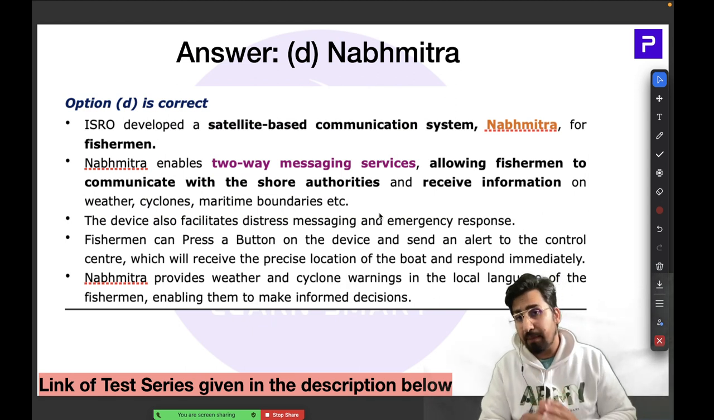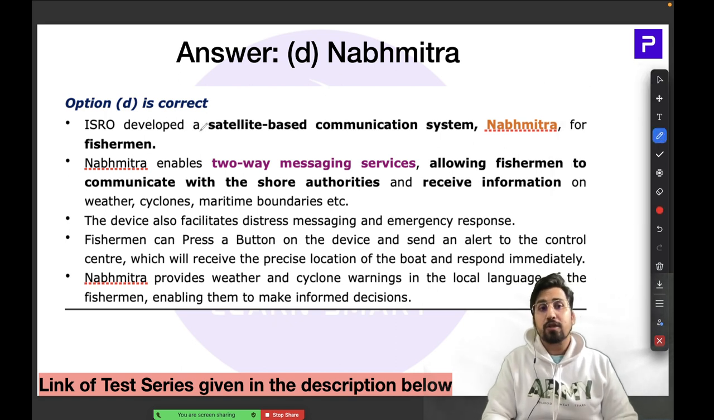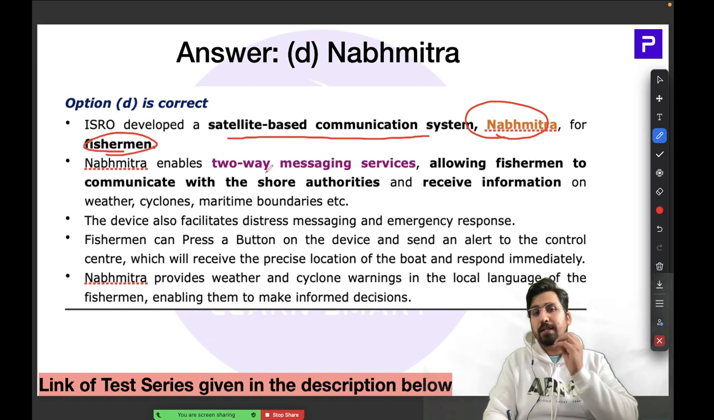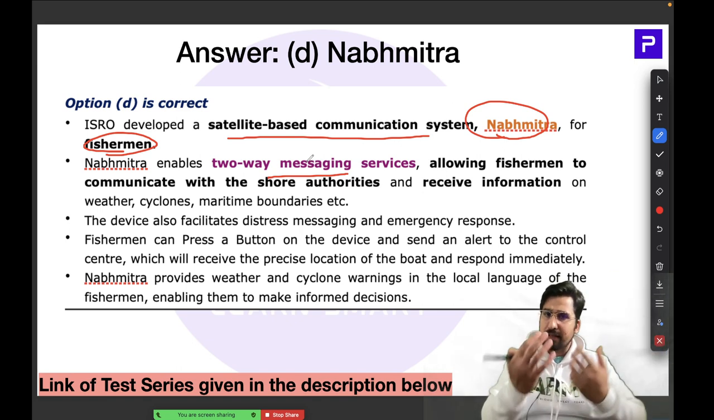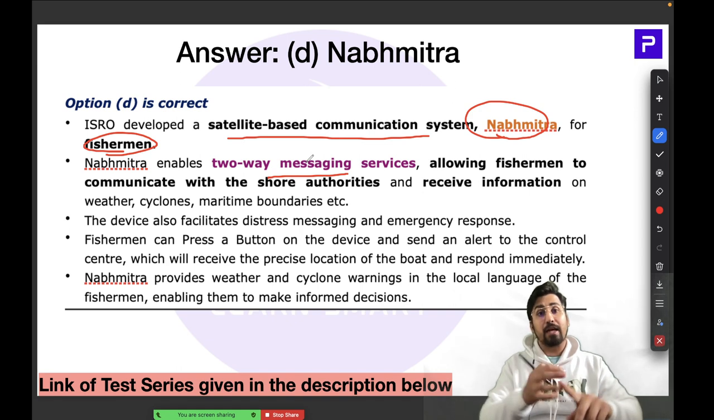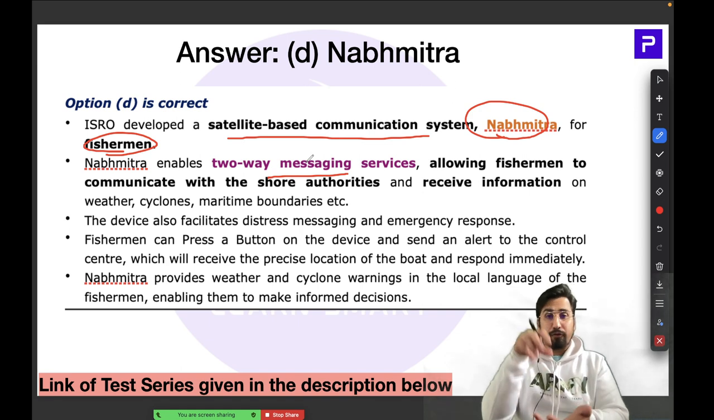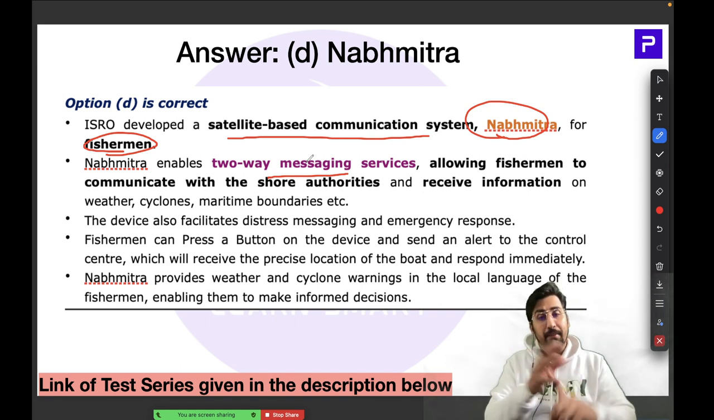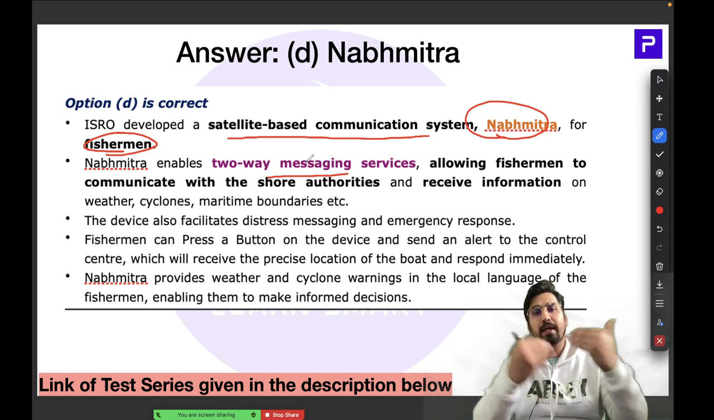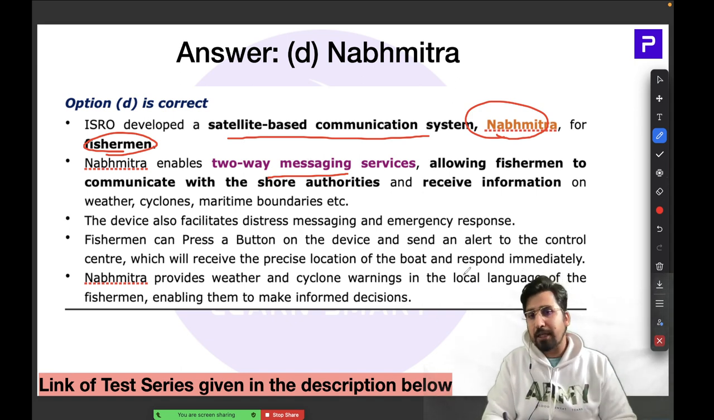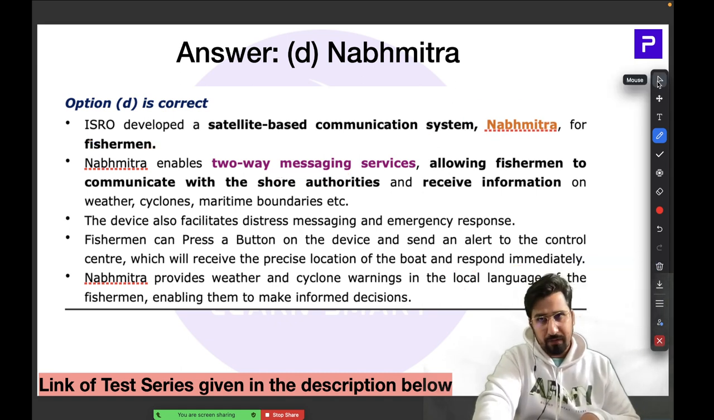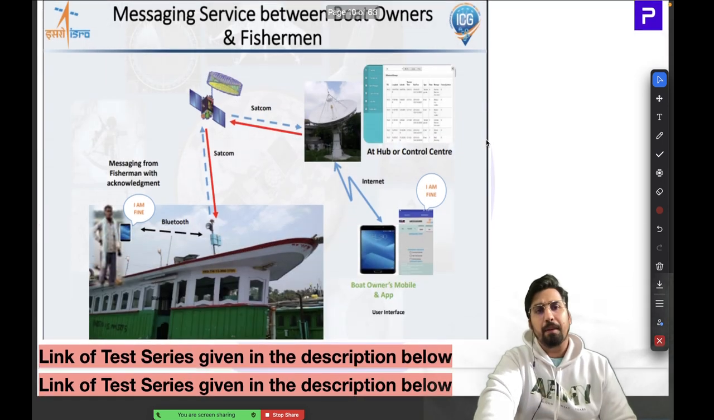Talking about Nabh Mitra first, which is about helping the fishermen. ISRO developed the satellite communication Nabh Mitra, dedicatedly for the fishermen. It's a two-way messaging service where fishermen can communicate with the shore authorities. Fishermen will receive information with respect to the weather, cyclones, and maritime boundaries. So it's a very important satellite communication which helps fishermen, specifically in any emergency or disaster, where they can communicate with the authorities. And the best part is they get all the information in local languages. That makes this app even more inclusive and helpful for all the community people, right?